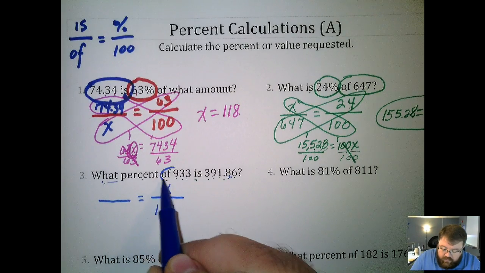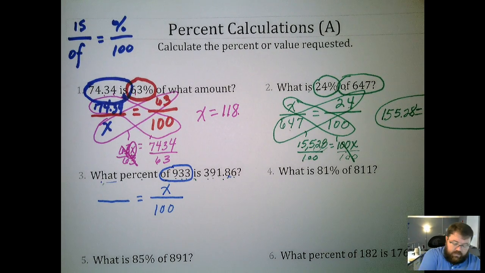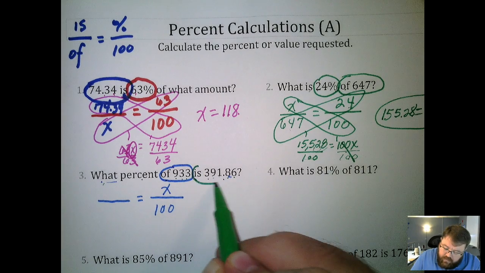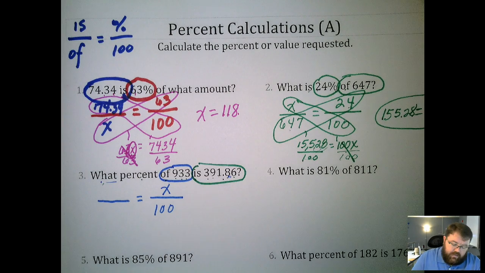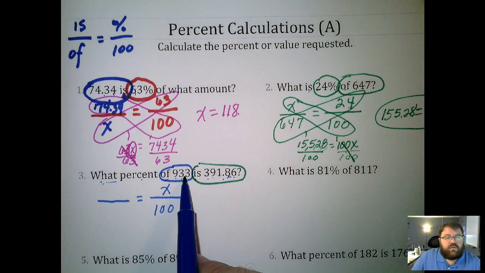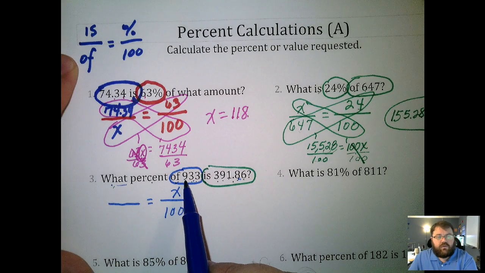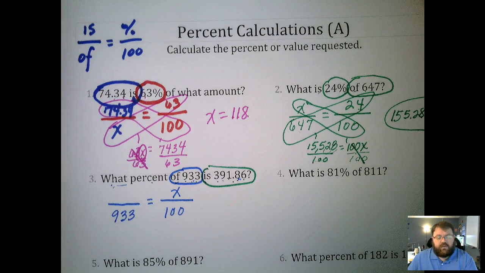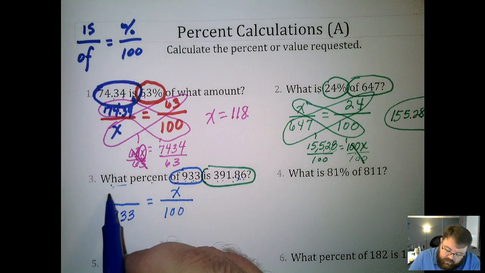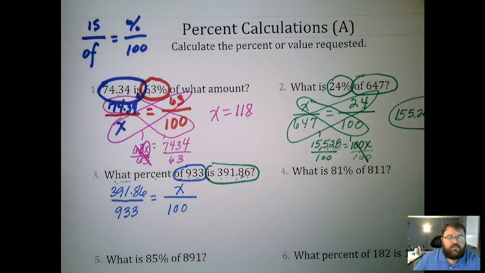So we got of 933, and we have is 391 and 86 hundredths. So of 933, where should it go? Look at your equation. Is over of. Of is the denominator, so 933 should be the denominator. Is the 391.86. Okay?